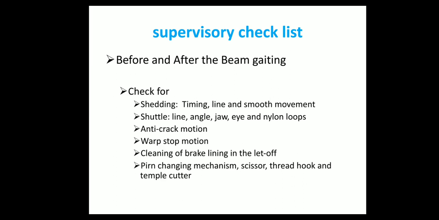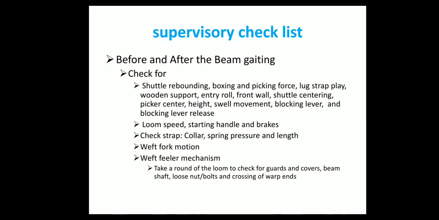Check for shedding, timing, line and smooth movement. Shuttle line, angle, jaw, eye and nylon loops. Anti-crack motion, check that. Warp motion, check whether it is working properly or not. Cleaning of brake lining in the let-off. Pick changing mechanism, scissor, thread hook and temple cutter.